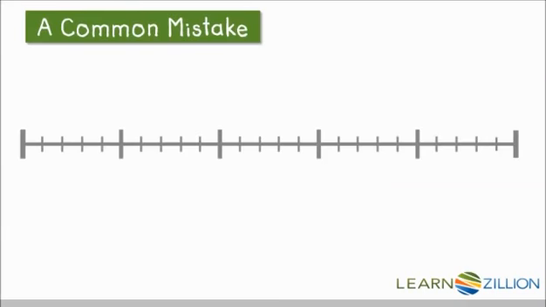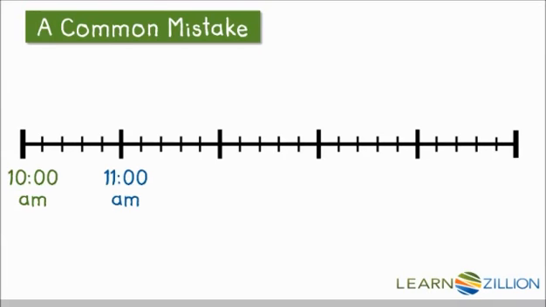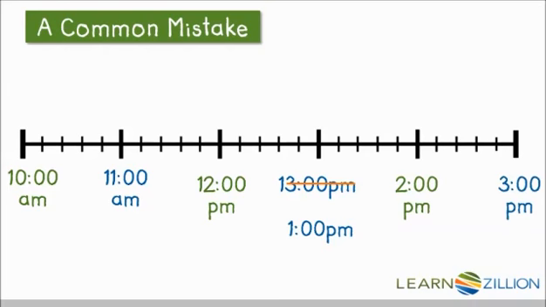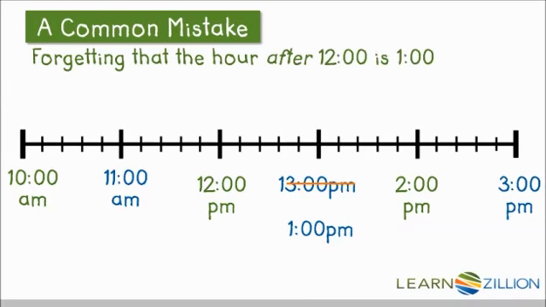A common mistake is when you're using a number line to count time, and you're counting from 10 a.m. to 11 a.m. to 12 p.m. The next time is not 13 p.m. It's actually 1 p.m. That's how we count time in hours. Then 2 p.m. and 3 p.m. So you just want to be careful that you don't forget that the hour after 12 is 1.